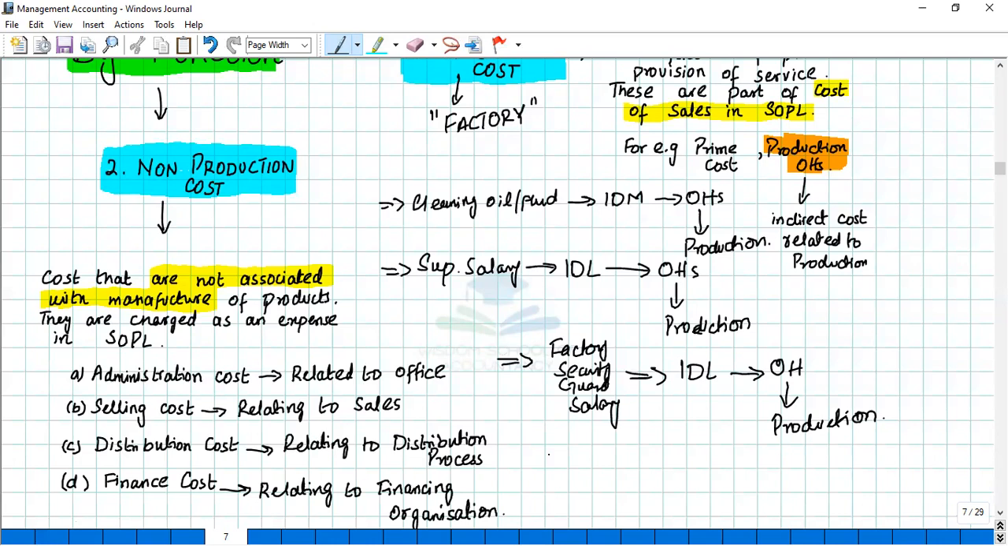The first one is admin cost, administration cost, all the costs that are related to the office. Now, the factory is outside the city, while the main offices are usually in the city. The main offices are the place from where administration is done.